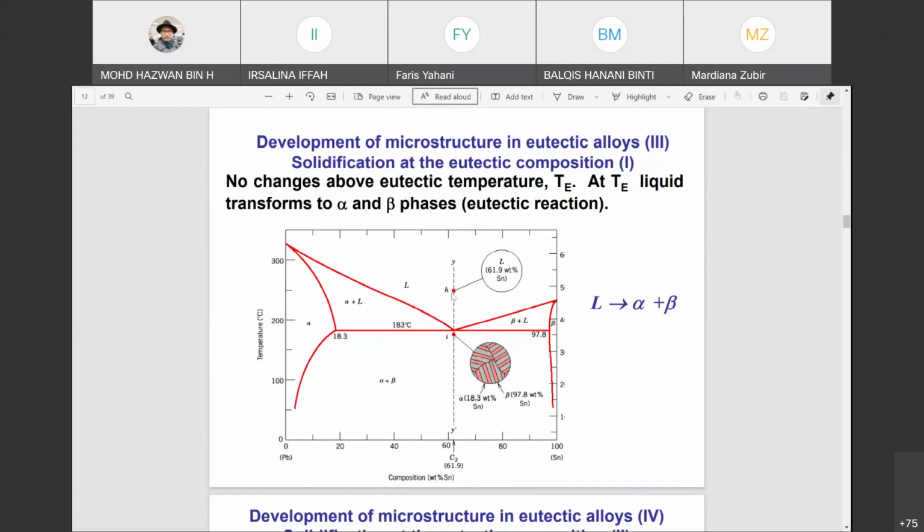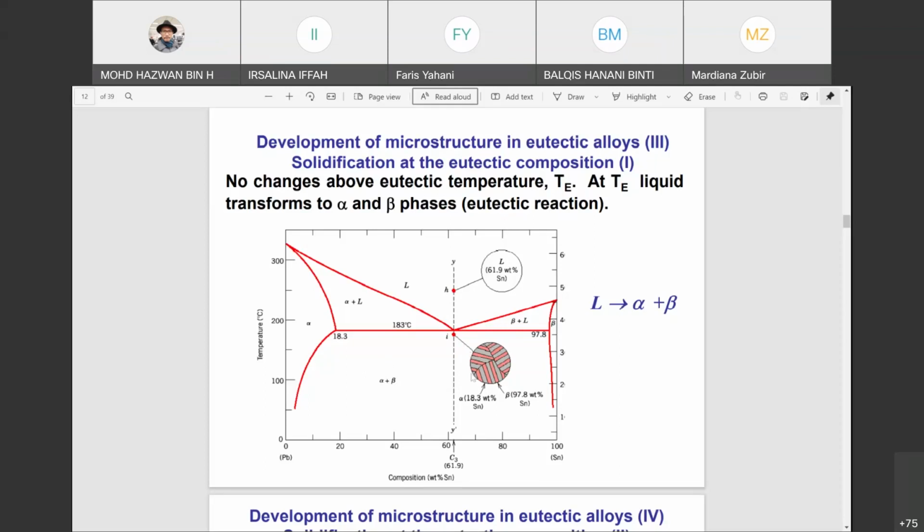H is basically at the liquid phase, and then I is actually at alpha plus beta. So what would be the microstructure? The microstructure for liquid is still the same, a blank image. The composition will be the same as the initial composition, so it will be the composition of eutectic, 61.9. Meanwhile, at the lower temperature, below 183, if you have a point over here, point I, it is at the alpha plus beta phase.